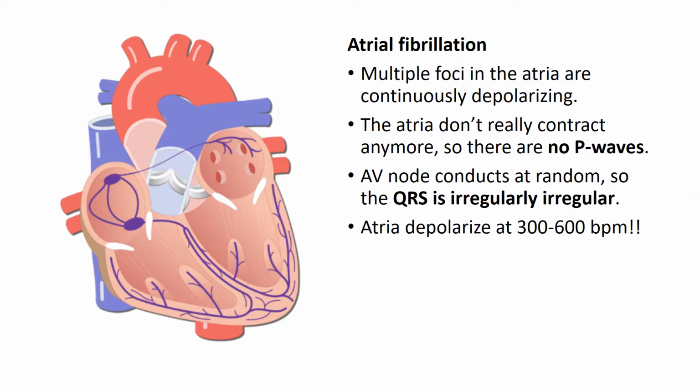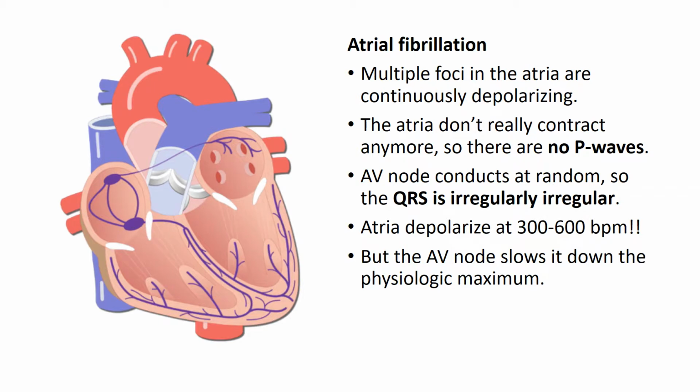Now, the atria, when they're fibrillating, will depolarize at 300 to 600 beats per minute. So this is super, super, super fast. But your heart doesn't just explode because the AV node is able to slow things down and keep it to that physiologic maximum that we talked about before.